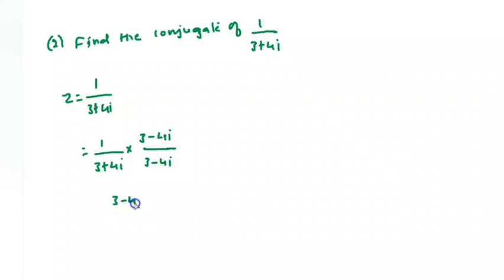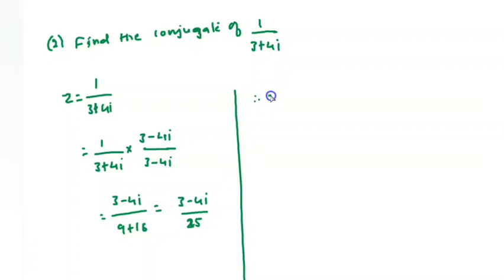Okay, so 3 minus 4i, and in the denominator now we are well aware of the property: a plus ib into a minus ib is equal to a square plus b square. So 9 plus 16 directly I will write down. So we have (3 minus 4i) upon 25. Okay, now this can be written in this way: 3 by 25, sorry, it is minus in the middle, minus 4 by 25 into i.